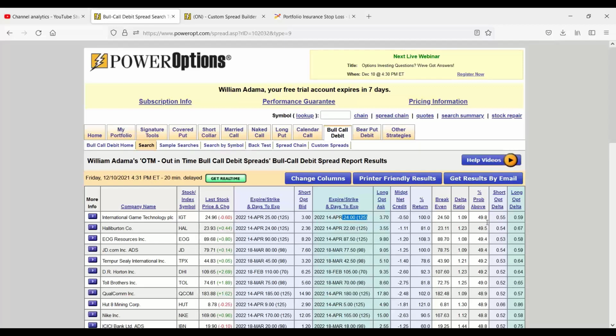We don't have a high probability. We're going to be at probabilities of 49%, 50%, 51% that the stock will be trading above our strike price at expiration. I really like this one on TPX.